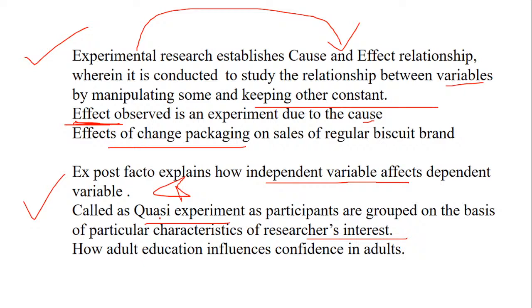The example I have quoted is how adult education influences confidence in adults. For example, what type of confidence builds up with the help of education? I mean to say, something which has happened previously and now, how the things have changed. So when you are comparing that, you can say that you are studying an ex post facto research.